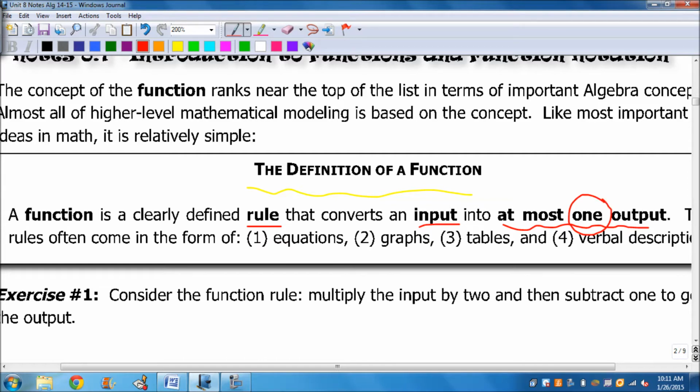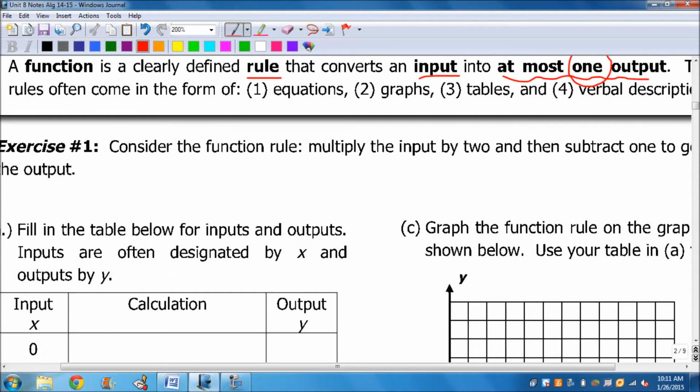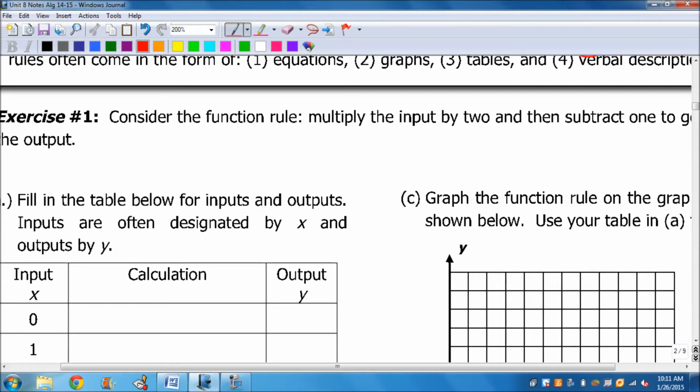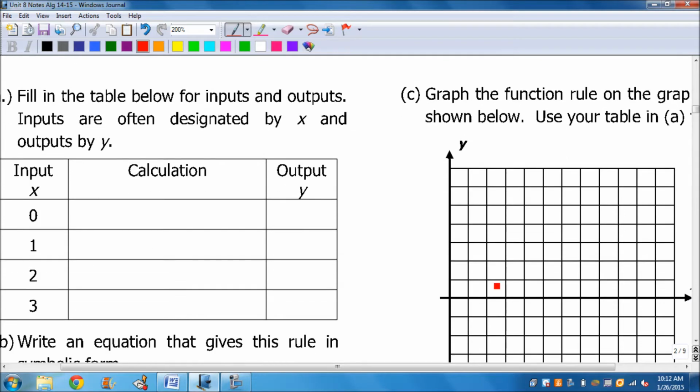Okay, so let's take a look and see what we have here. Consider the function rule, exercise number 1. Multiply the input by 2, then subtract 1 to get the output. So let's look at question A. It says fill in the table below for inputs and outputs. Inputs are often designated by X and outputs by Y. So normally our input is going to be our X value, and our output is going to be our Y value.